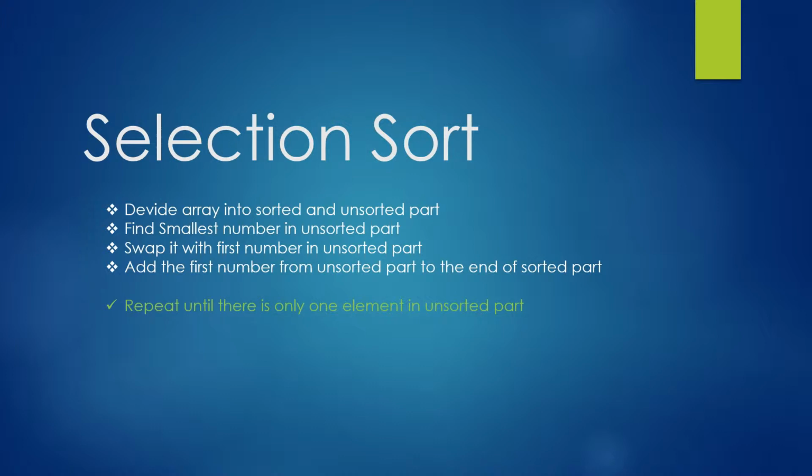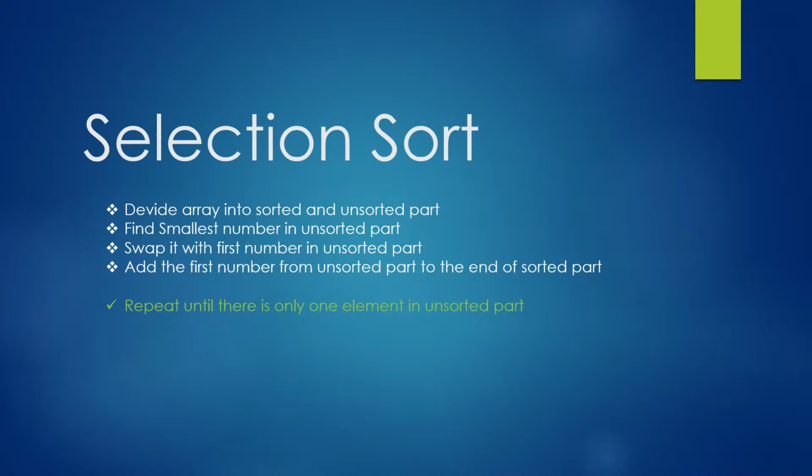Find the smallest number in the unsorted part of the array and swap it with the first element of the unsorted part. Then we remove the first number of the unsorted part and add it to the end of the sorted part.